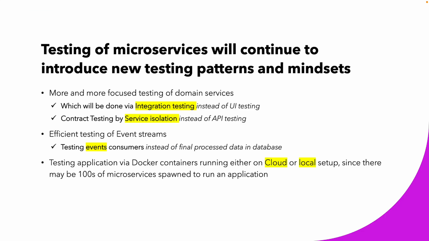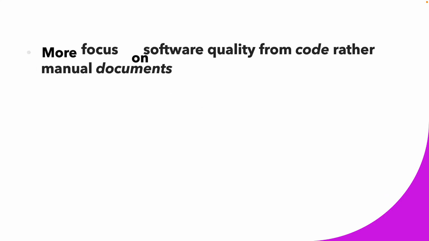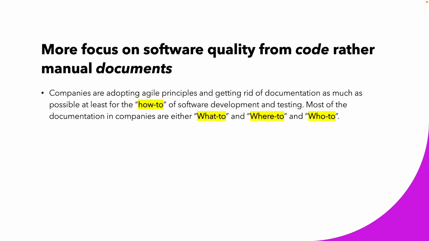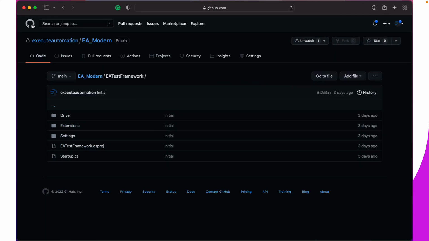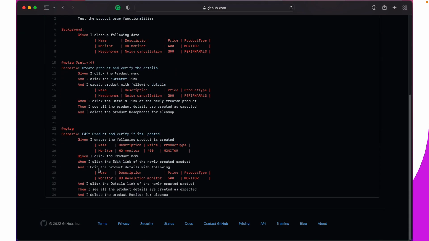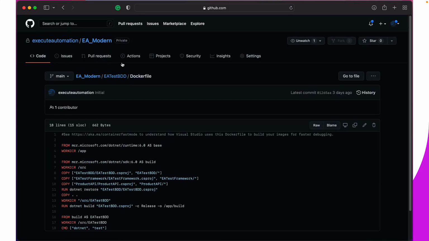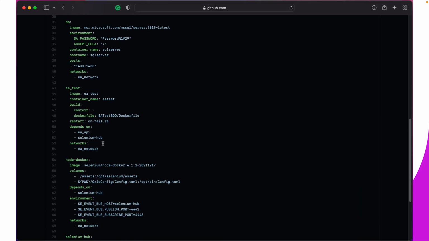And the next trend is more focus on software quality from code rather than manual documents. Because companies are now adopting agile principles and getting rid of documentation as much as possible, at least for the how-to of software development and testing. Most of the documentation in companies is about what to, where to, and who to. But if you want to see the how-to of software development and testing, it's going to be mostly in the code rather than the manual documentation itself, because that's kind of obsolete.